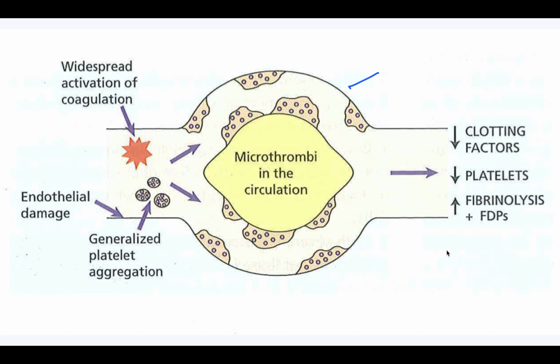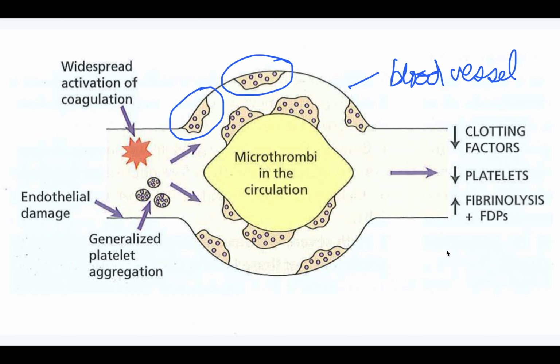So if you have, this is your blood vessel. What happens in the blood vessel is, in the blood vessels there is abnormality due to many reasons. There is formation of microthrombi. Okay, so many small thrombi are formed all over the body. So these microthrombi contain coagulation factors, they contain fibrinogen.